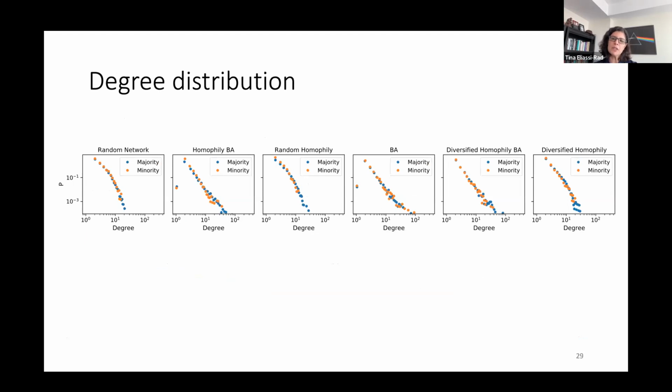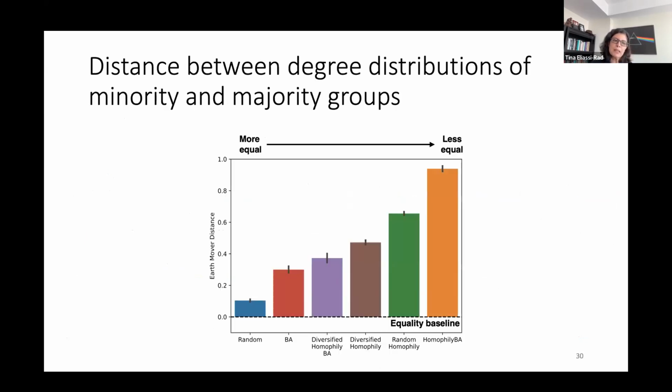Now, if we look at the degree distributions between the majority and the minority nodes here, we see that all the ones that have BA, this notion of preferential attachment, exhibit this kind of heavy tail. And we can then see this when we measure the earth mover distance between the two degree distributions, where homophily BA, which is actually how most social networks get formed in real life, where you attach to somebody who's like you and you want to attach to a star, is the least equal when you measure the earth that you have to move from one degree distribution to another degree distribution, versus random, which is the most equal between the two degree distributions.